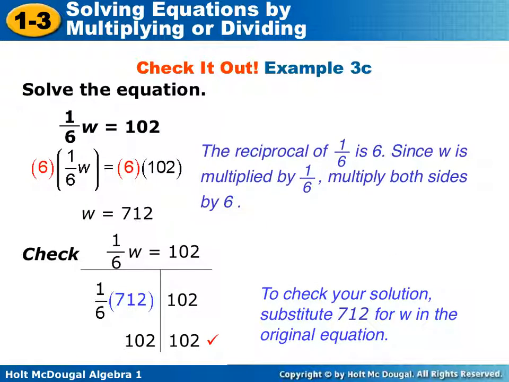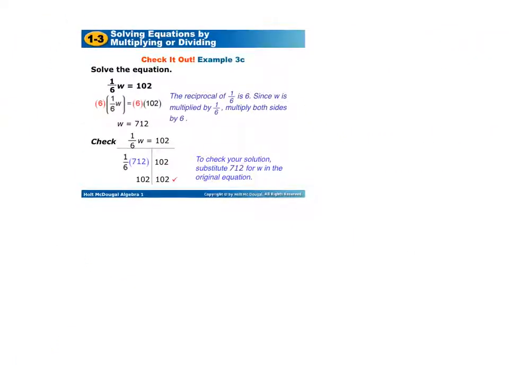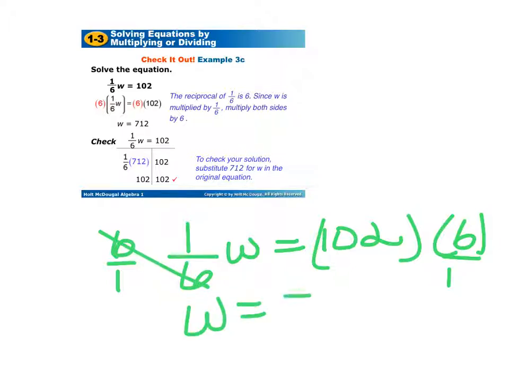Okay, here's another example, this time a fraction with a whole number. So again, the process is the same. If you want to, just write the reciprocal right next to this. Remember, 6 over 1 is really just the same thing as 6. So this cancels, and then when I multiply it, I get 712.